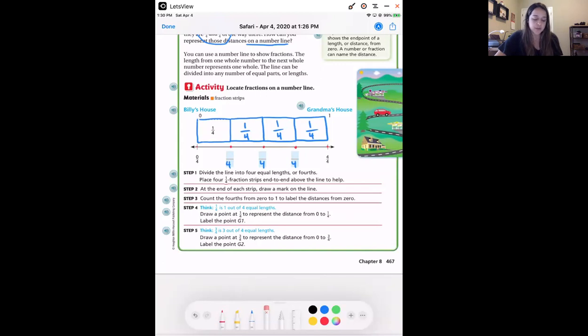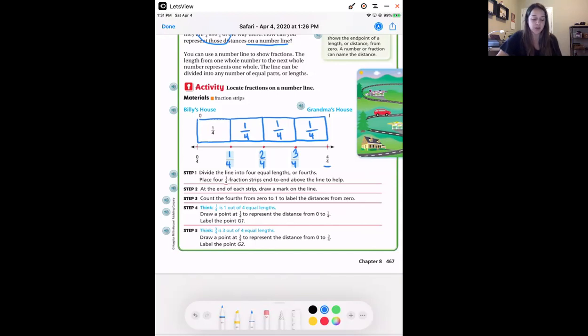Count the fourths from 0 to 1 to label the distances from 0. Pretty simple. So grab your pencil, and let's mark it. From 0 over here, that's 1. From 1 over here, that's 2. From 2 over here, that's 3. And from 3 over here is 4, which they already did for you. Got it? We labeled it.